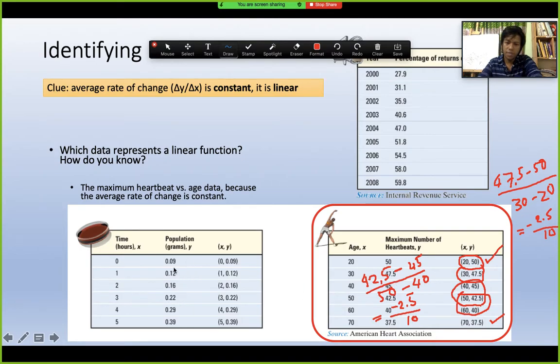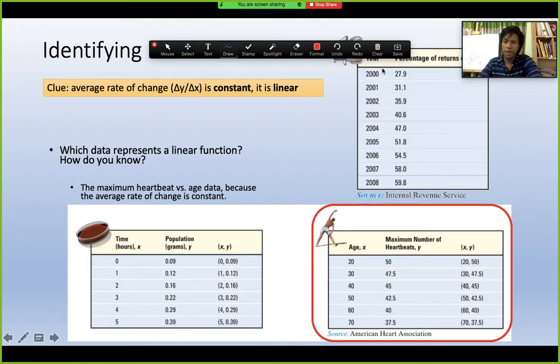And if you do the same thing with the other charts, you will see the answer is different. Give it a try, and if you can figure it out, check it. The answer will be different.